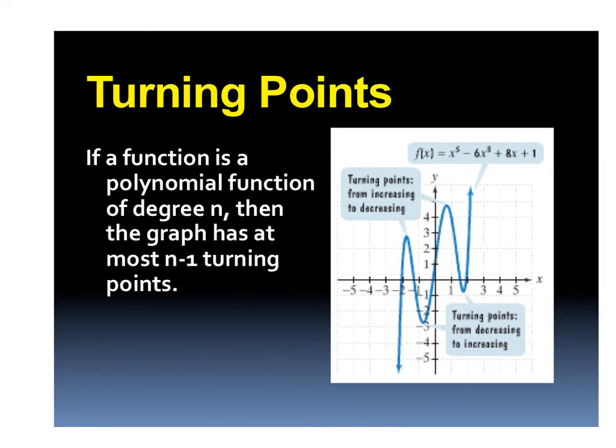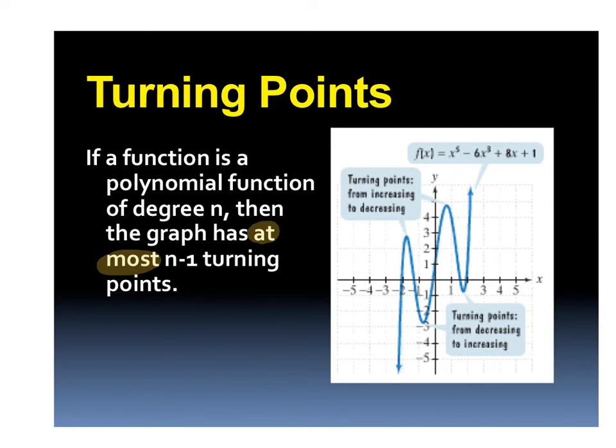It's important to pay attention to the words "at most," okay? It doesn't mean it has exactly that many turning points. It means it can't have any more than that. Your turning point is every time it goes up and comes back down, or down and comes back up, every change of direction. If you look at the graph that's there, that's f of x equals x to the fifth minus 6x to the third plus 8x plus 1.